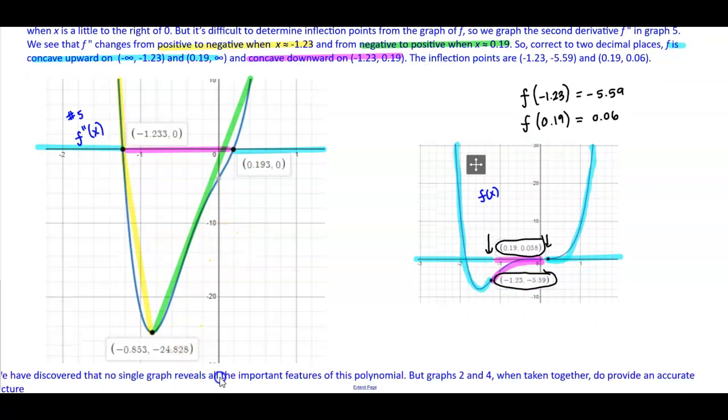And so what we have discovered is that there is no single graph that reveals all of the important features of this polynomial, but graphs 2 and 4, when taken together, do provide a more accurate picture.